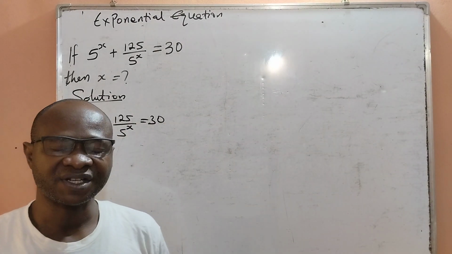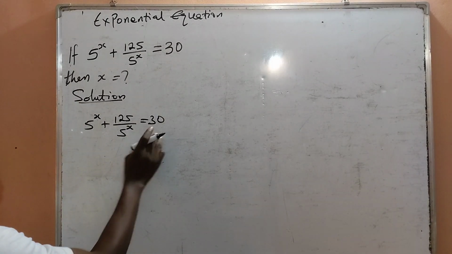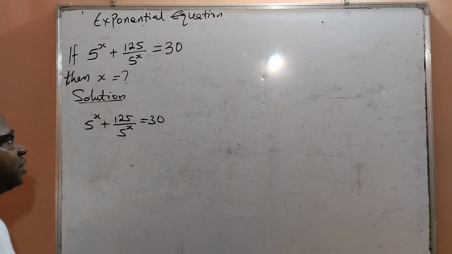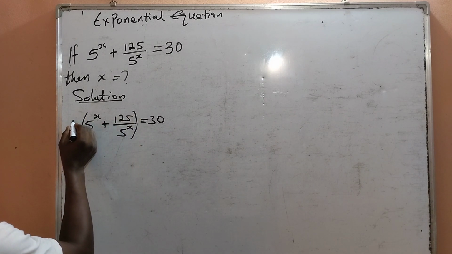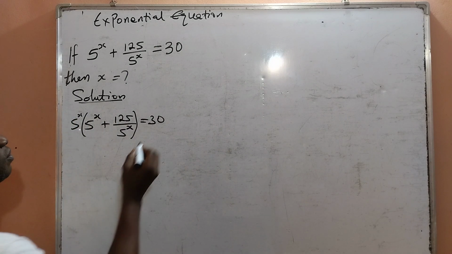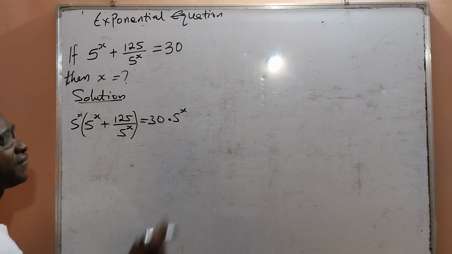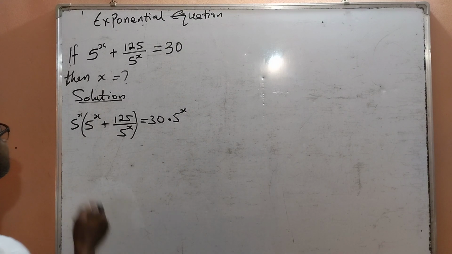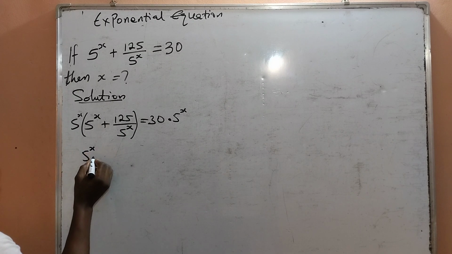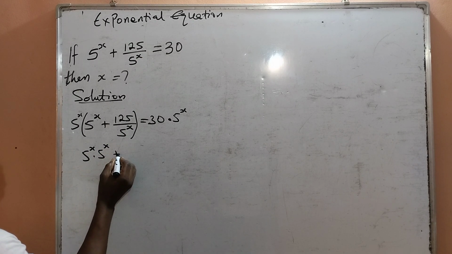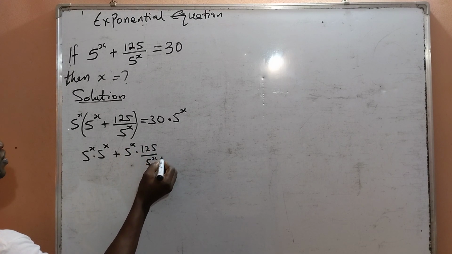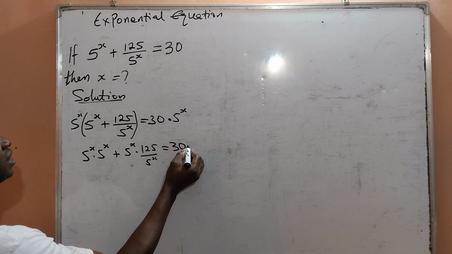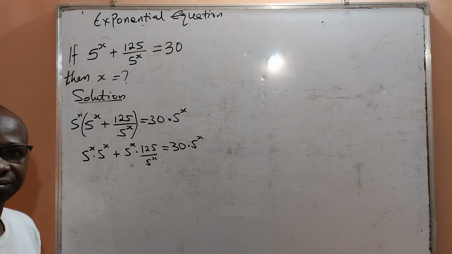30. The first step I will take is to multiply both sides of the equation by 5 to the power of x. That means I am going to multiply the left hand side by 5 raised to the power x and also multiply the right hand side by 5 raised to the power x. When the multiplication is done, I will have 5 raised to the power x multiplied by 5 raised to the power x plus 5 raised to the power x multiplied by 125 all over 5 raised to the power x equal to 30 multiplied by 5 raised to the power x.